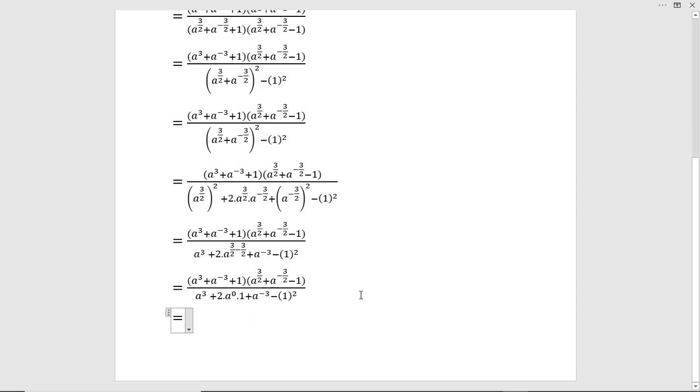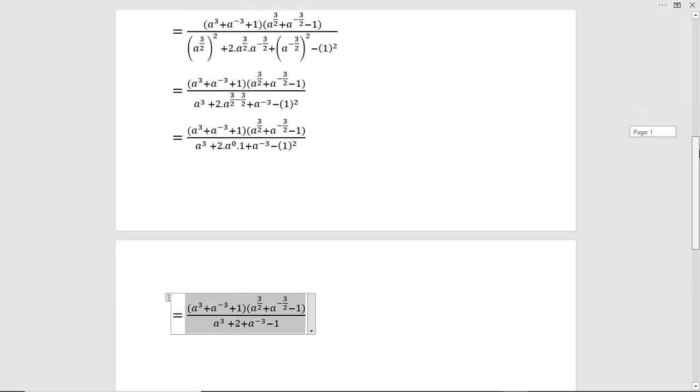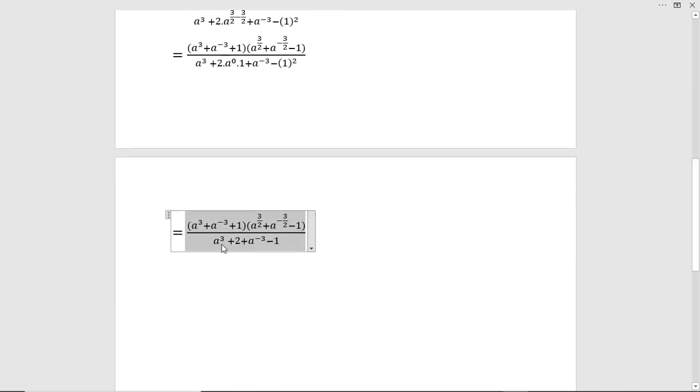So then from this we can write a cube plus 2 plus a to the power minus 3 minus 1, because 2 into a to the power 0, a to the power 0 means 1, so 2 into 1 equal to 2. So here we will get 2 and minus 1 whole square. So minus 1 whole square gives us 1.